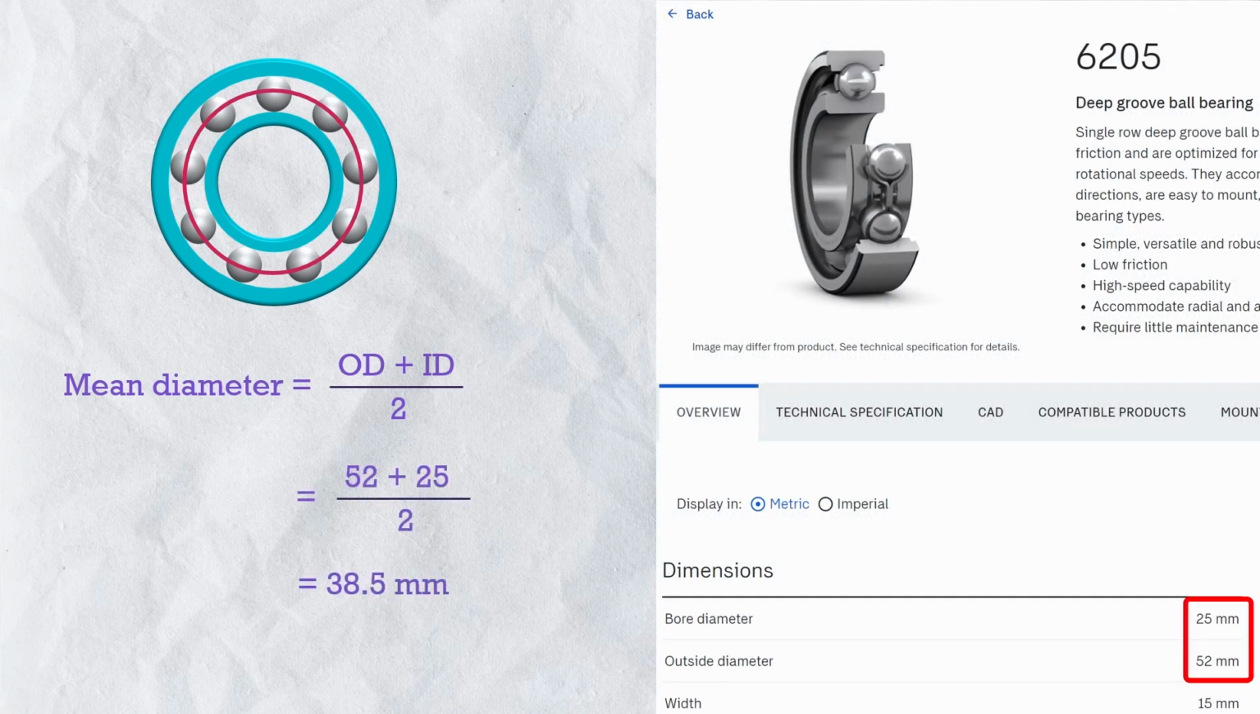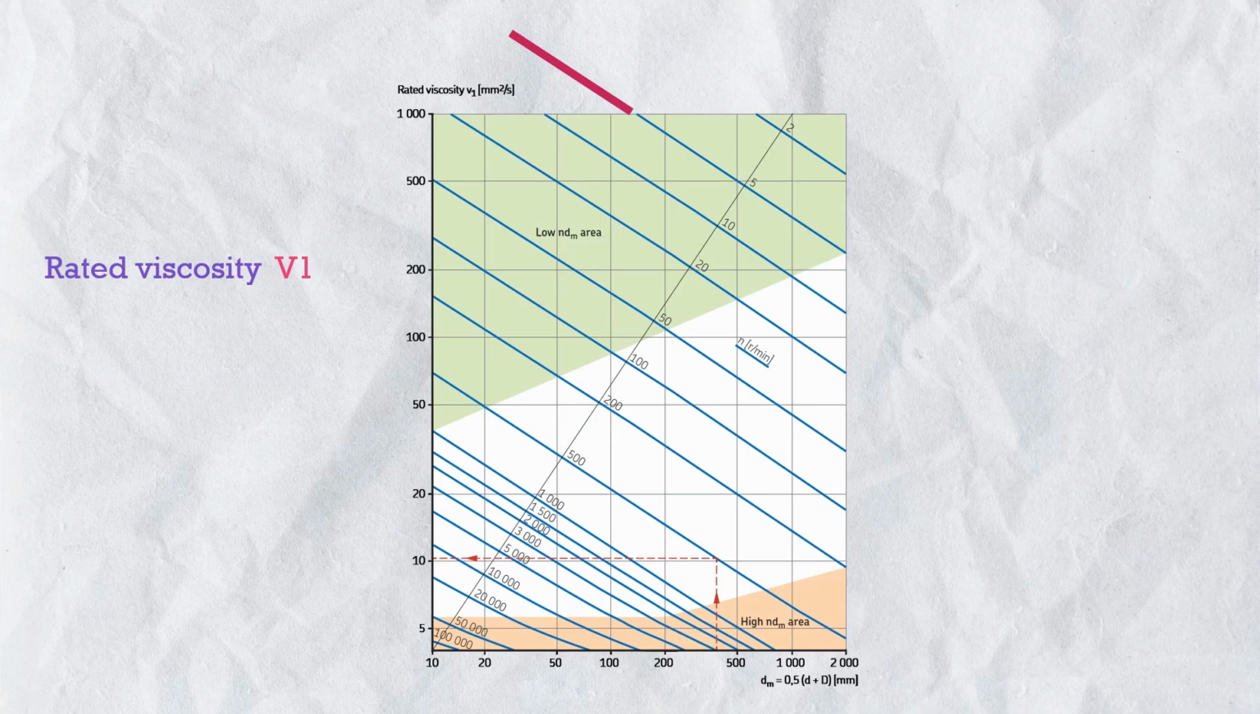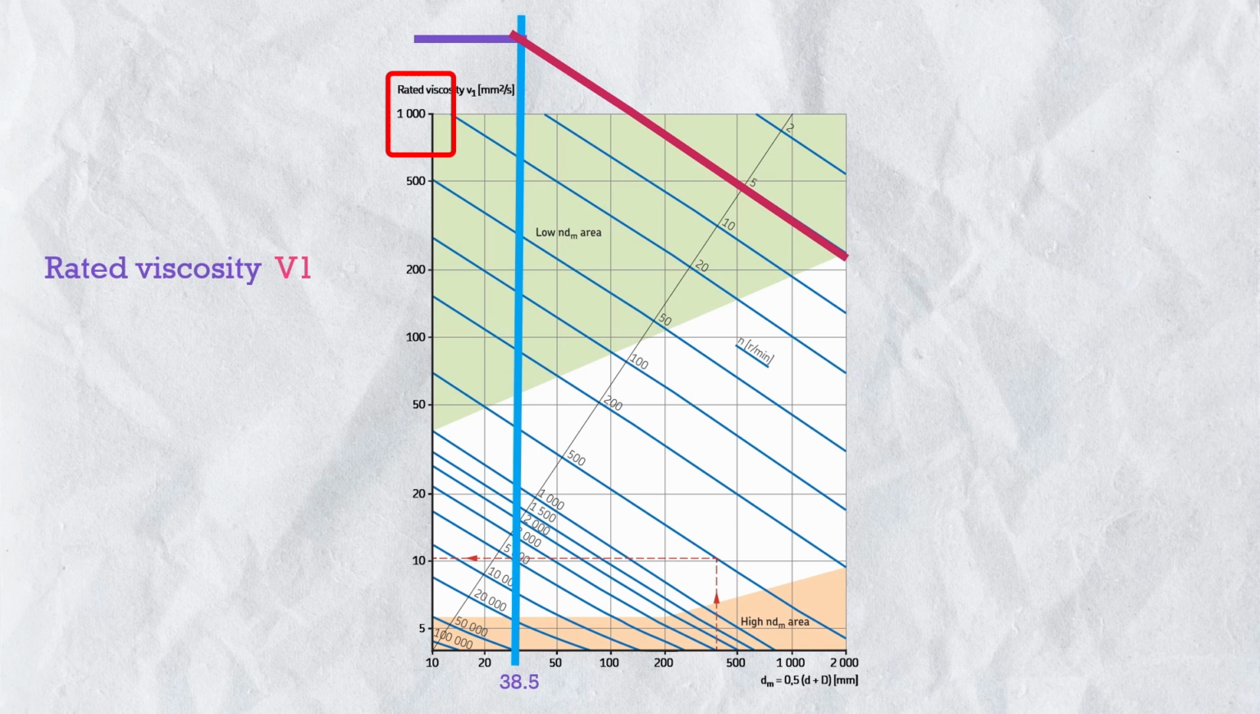So we have to calculate mean diameter of the bearing. The mean diameter of bearing is equal to bearing OD plus bearing ID divided by 2. So for bearing 6205, mean diameter will become 38.5 mm. In this table, our bearing speed is only 5 rpm, means this line, and the bearing mean diameter 38.5 mm will be somewhere around here. So the rated viscosity V1 would be more than 1000 mm square per second. So let's consider 1000.